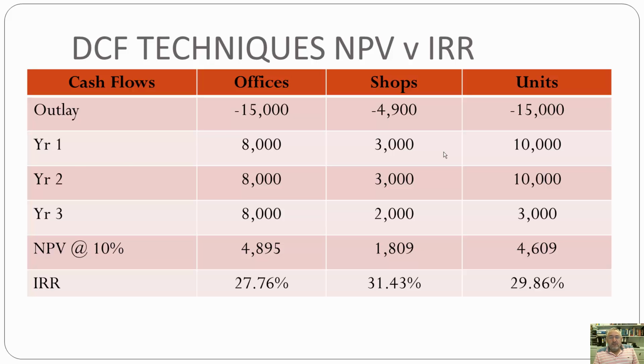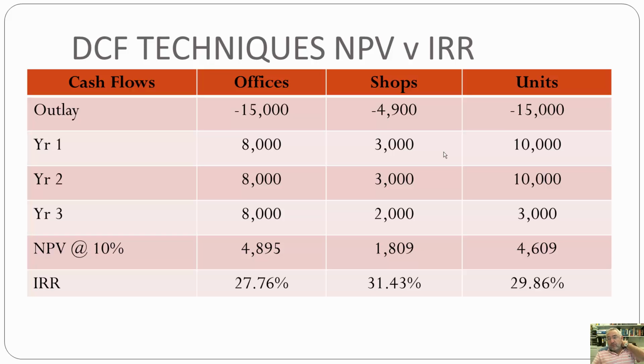I think we need to consider how net present value and internal rate of return interplay. There's one other thing that we need to consider, and that's how much we can actually invest. Look here, we've got offices, 15,000 units, 15,000 shops, 4,900. What if we've got 30,000 to invest? Do we need to deal with the fact that some capital is going to sit there idle? Or do we need to compare the entire set?